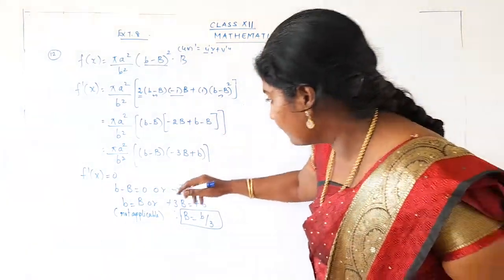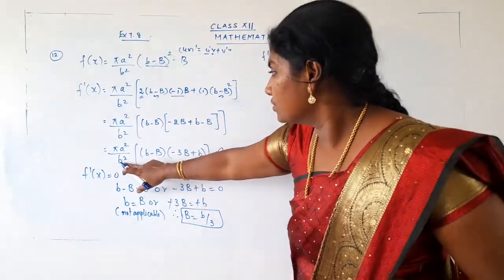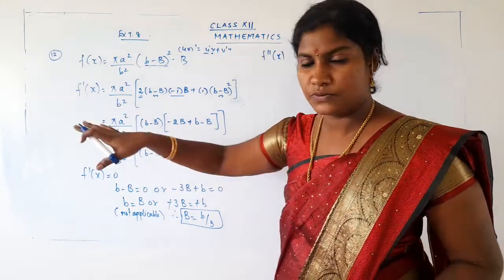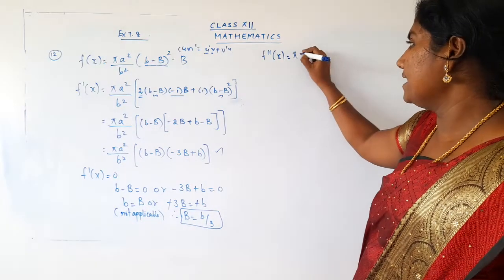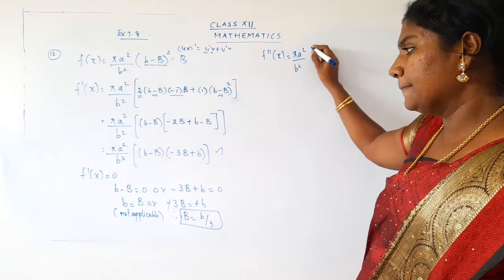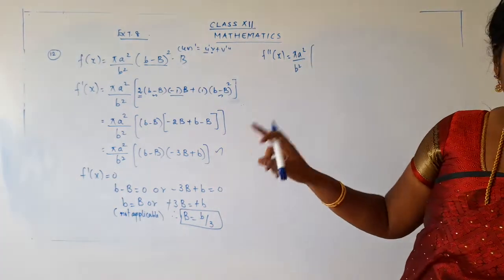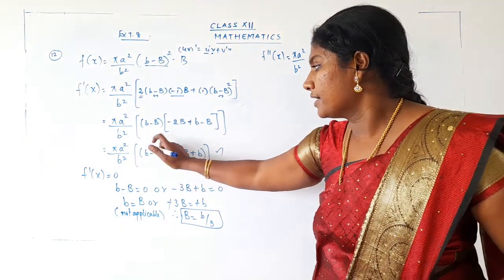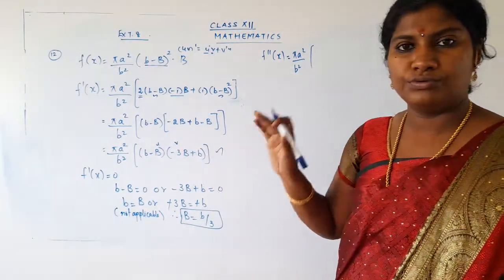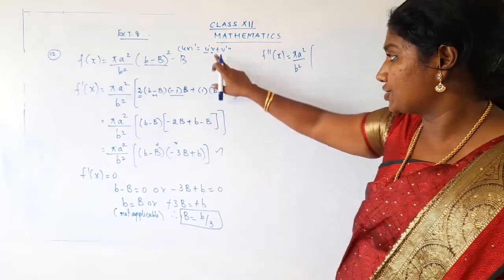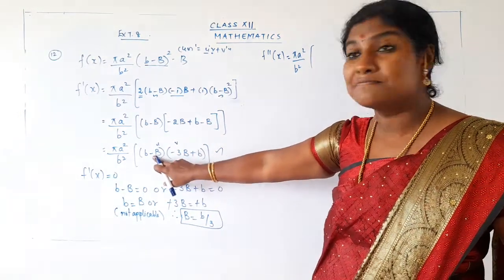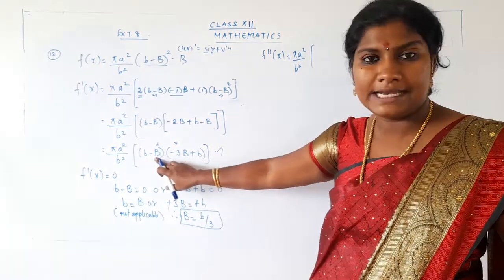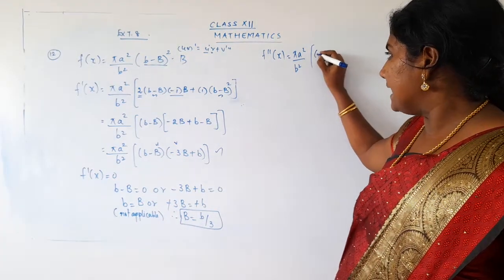See here, I will start from here. And I will take from here. So this is pi a square upon b square. You will keep it as it is. Now B minus b means this is again u v rule. So u dash v plus v dash u. So what is the derivative for this? It is minus 1 because you have only minus b here. Yes. So I get here minus 1.